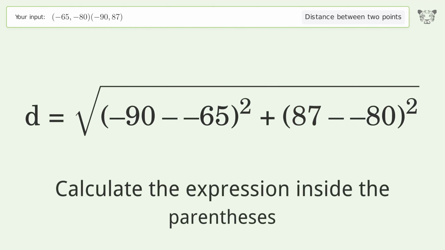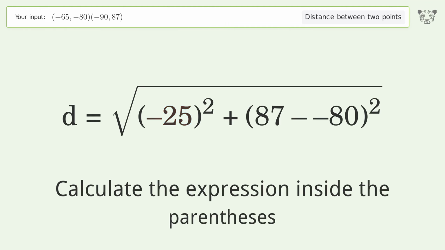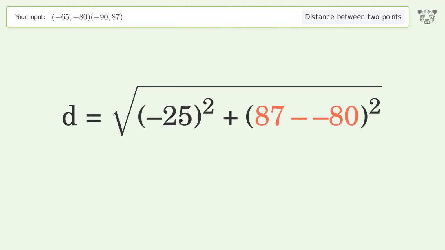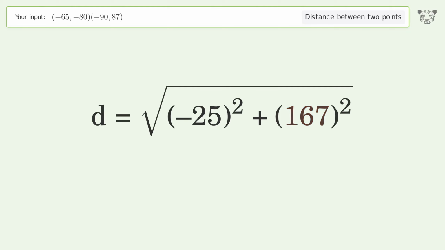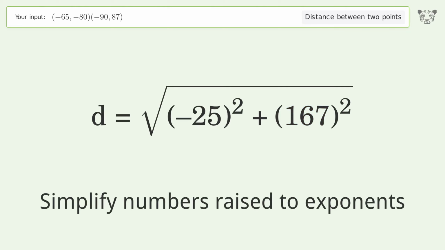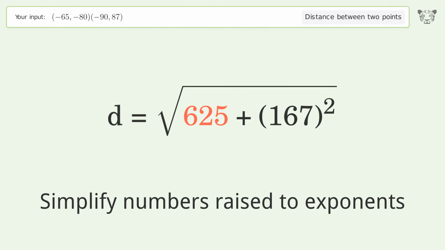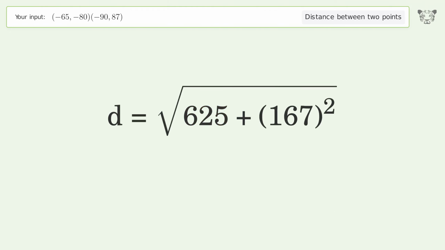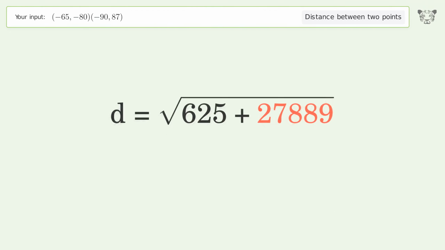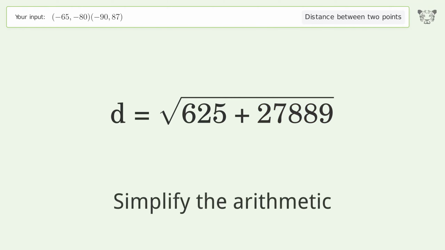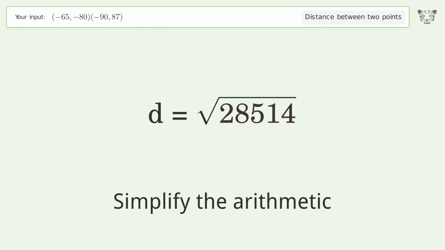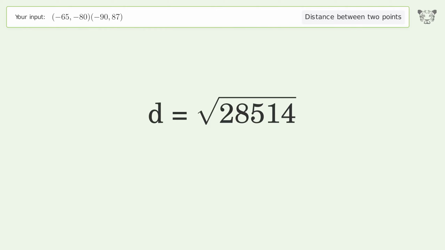Calculate the expression inside the parentheses. Simplify numbers raised to exponents. Simplify the arithmetic. And so the distance between the 2 points is the square root of 28,514, or 168.861.